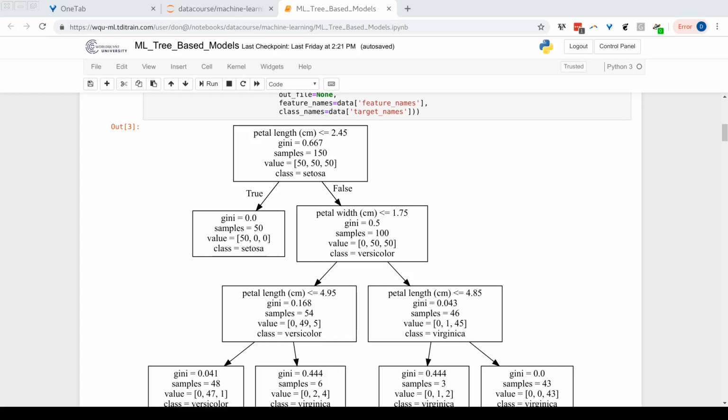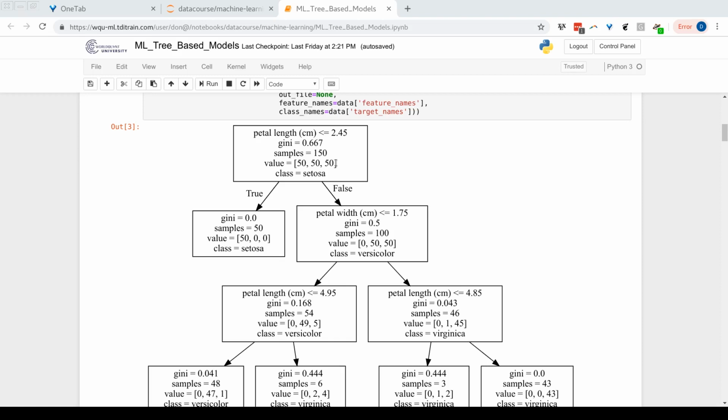Once we've trained a decision tree model, how do we go about using it to make predictions? Well, the way you make a prediction on an observation is you start at the very top of the tree, the root node. At this point here, you're going to answer this question. In this case, is the petal length less than or equal to 2.45?